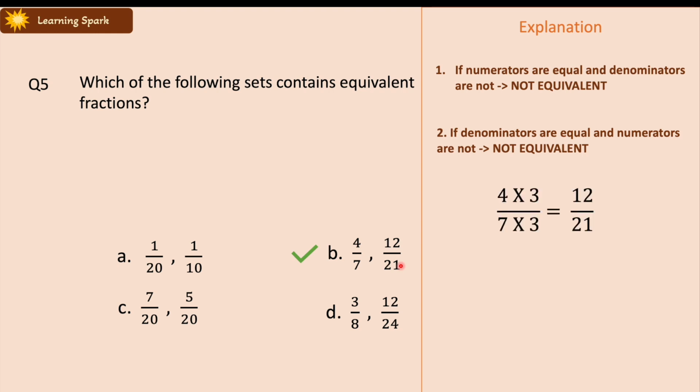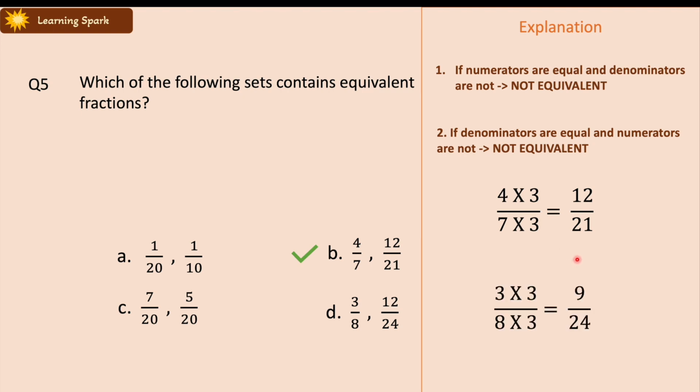Now see here, 4 by 7, if you multiply the numerator by 3, it comes 12. If you multiply the denominator by the same number 3, then it comes 21, right? And 3 by 3 is basically 1. So basically you are multiplying by 1 to get this fraction, and therefore these fractions are equivalent.